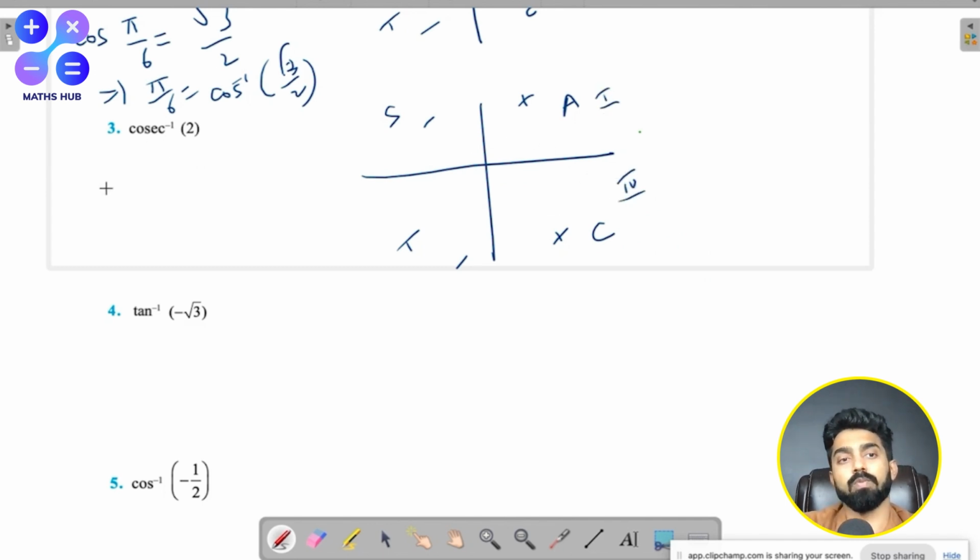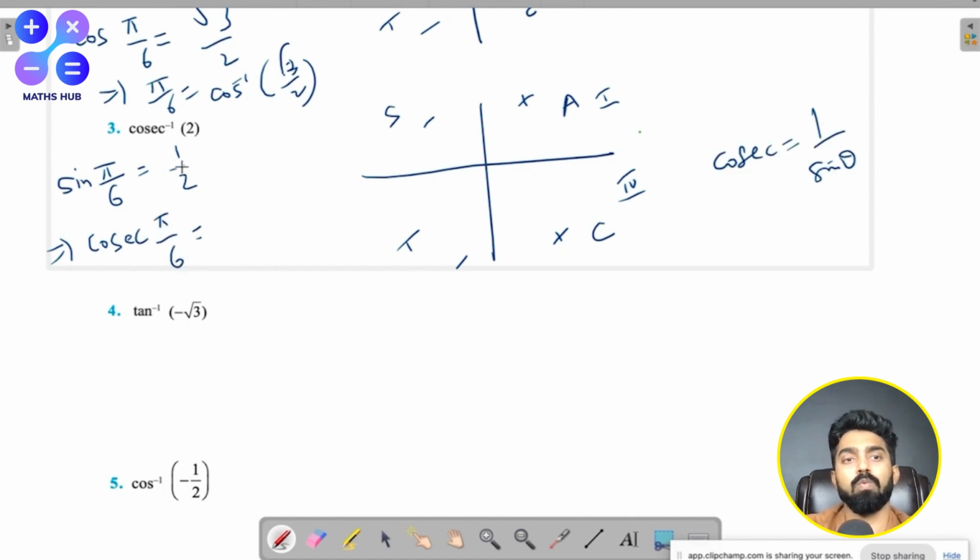So cosecant inverse of 2. What is sine pi by 6? Usually you don't remember the values of cosecant, so the easier way to do that would be to remember the values of sine, right? Sine pi by 6 gives you 1 by 2. So cosecant pi by 6 would give you 1 over 1 by 2, which is 2. So this means cosecant inverse of 2 would give you pi by 6, right?